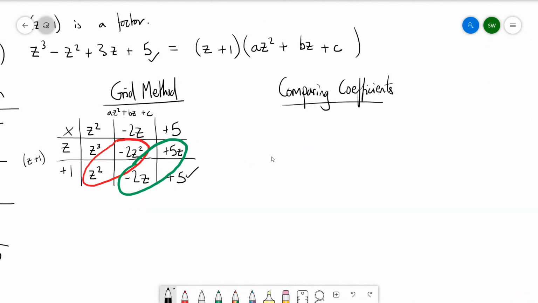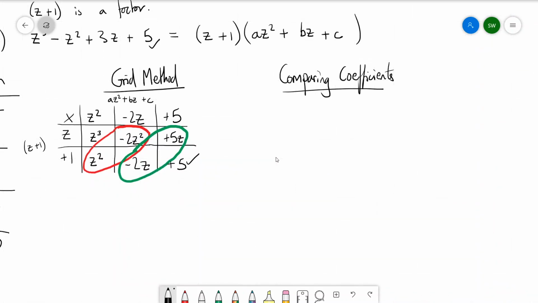And then finally, a method that we're going to use a lot in further maths is comparing coefficients. So I'm going to quickly do this method as well. So comparing coefficients, we know that z cubed minus z squared plus 3z plus 5 has to be identical to, and then I'm going to expand the right hand side. So we're going to have az cubed plus bz squared plus cz plus az squared plus bz plus c. And then in order to help us compare coefficients, I'm going to group together the z squareds and the z's.